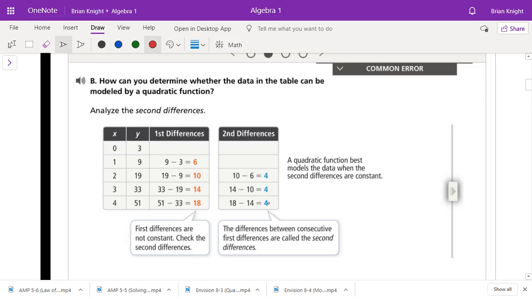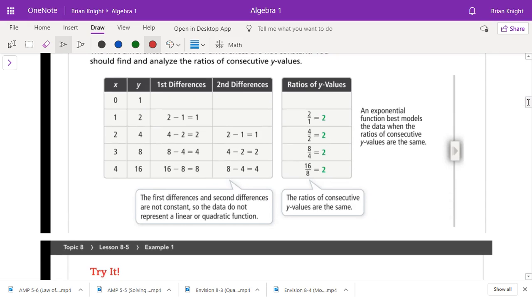Okay. Exponential is a whole different ball game. They did it here. Again, x's are going up by the same amount. First differences were 1, 2, 4, and 8. Second differences were 1, 2, and 4. Here's how you do exponential. You don't do adding and subtracting at all. It's multiplying by something. So in other words, what's 1 times 2? 2. What's 2 times 2? 4. What's 4 times 2? 8. What's 8 times 2? 16. You're finding the ratio of the values rather than the differences.